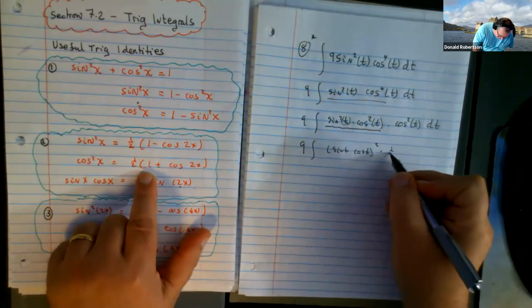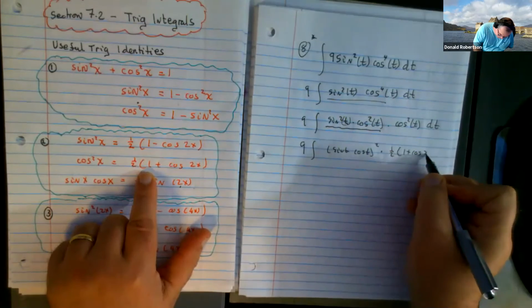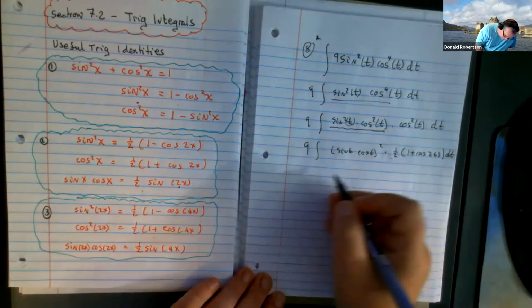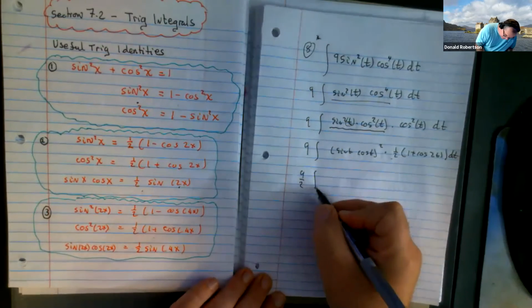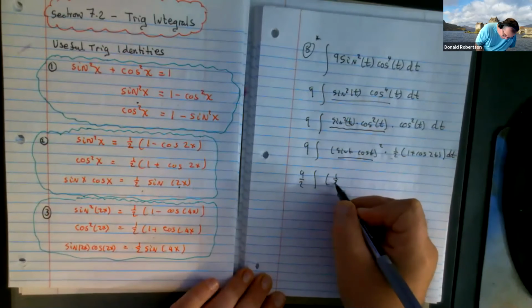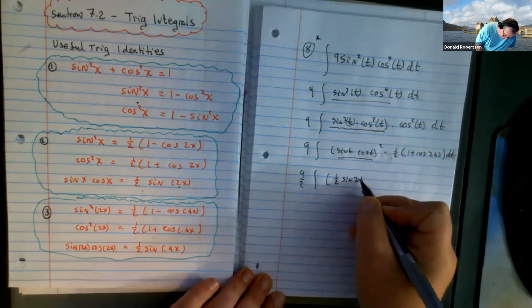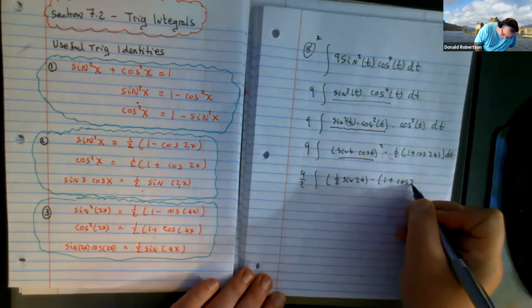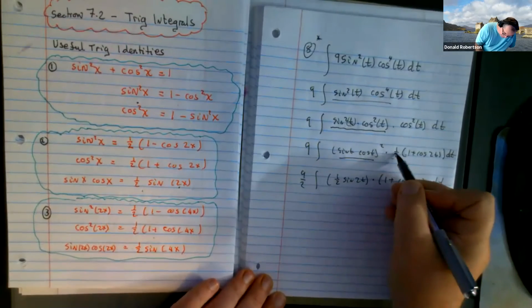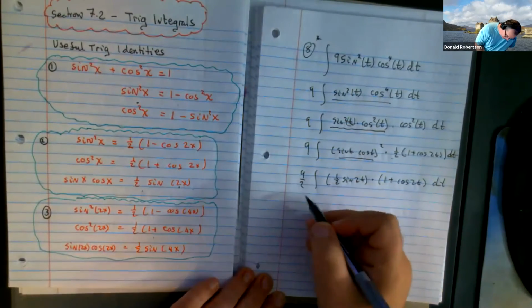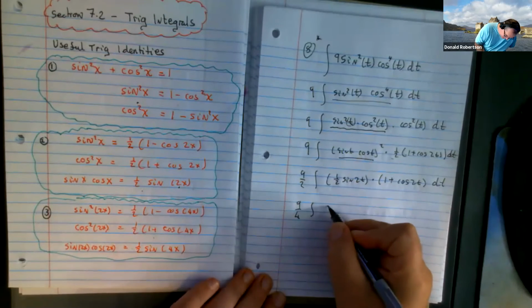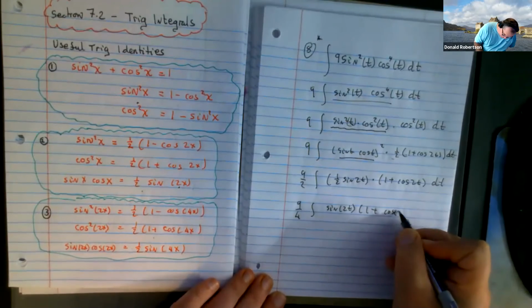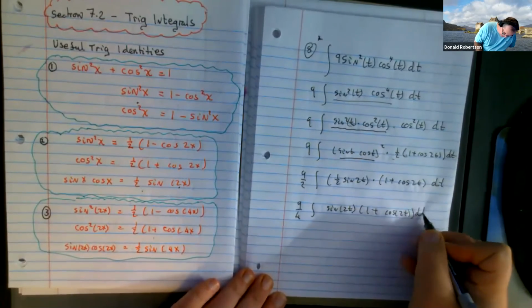Let's use this identity. Now, that half I'm going to pull out. This guy is going to get replaced by 1/2 the sine of 2t. And this guy is going to be 1 plus the cosine of 2t, because I've already pulled that half out. Now I'm going to pull this half out. And I am left with the sine of 2t, 1 plus the cosine of 2t dt.